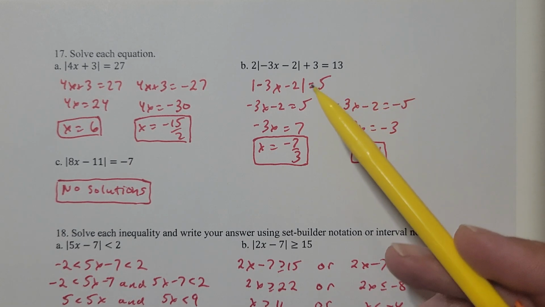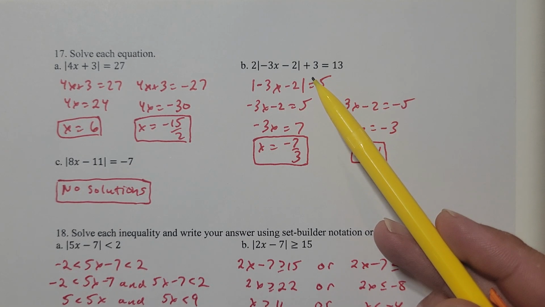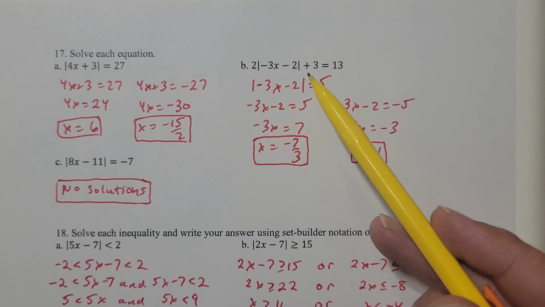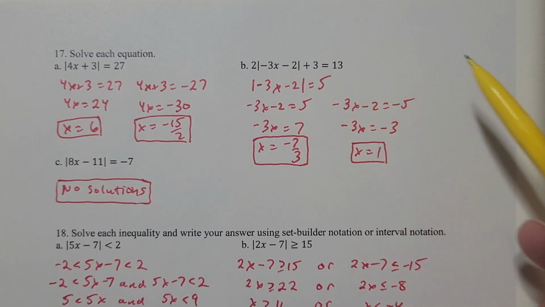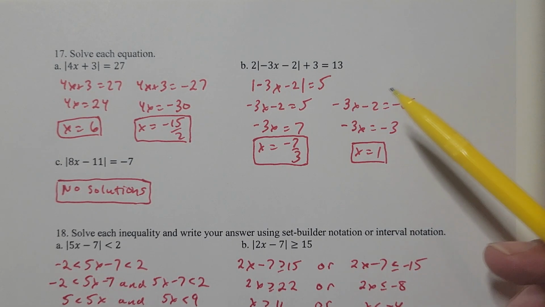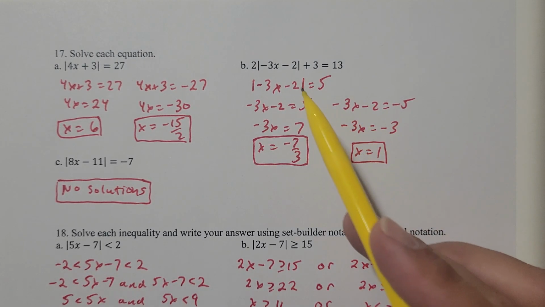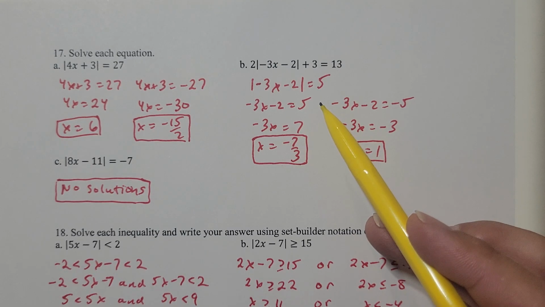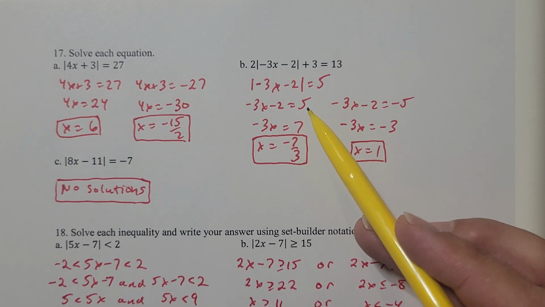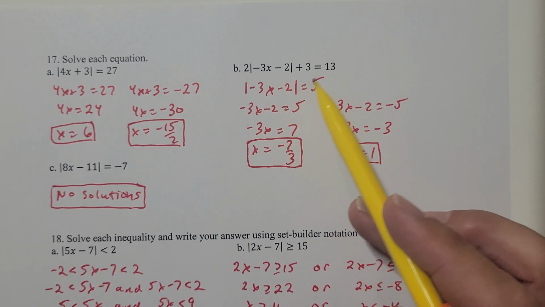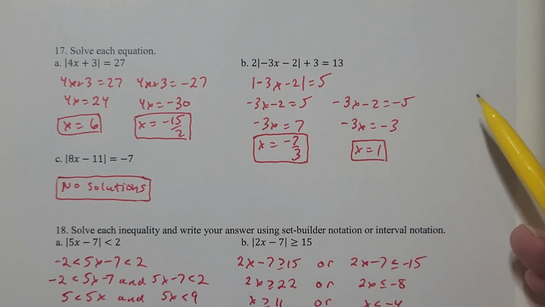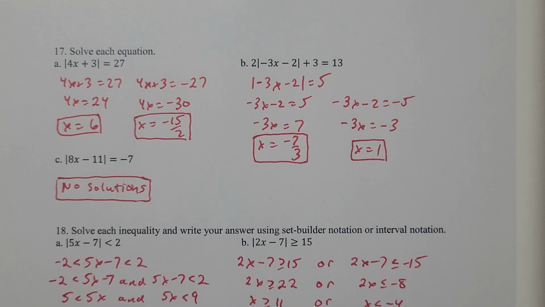Okay, here's another example. So I got 2 times the absolute value of negative 3x minus 2 plus 3 equals 13. Now the first thing I do before I apply the definition for removing the absolute value bars is I got to make sure that the absolute value expression is all alone and on the left. Okay, so let's go ahead and subtract 3 and divide by 2. 13 minus 3 is 10. 10 divided by 2 is 5. Okay, so we have the absolute value of negative 3x minus 2 equals 5.